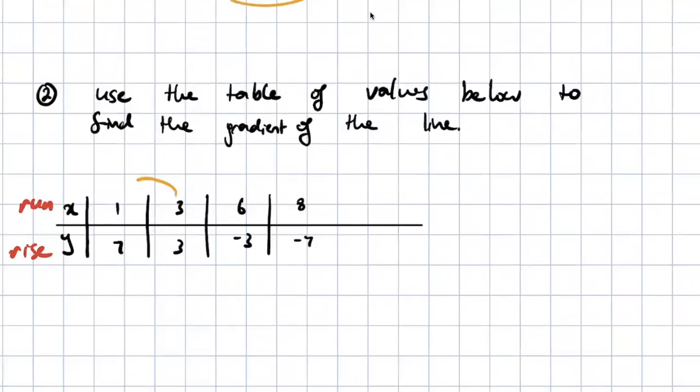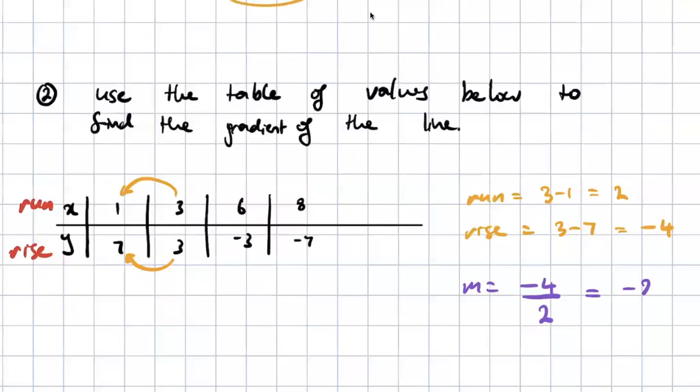Calculating my run, I'm going to do 3 minus 1, so my run is equal to 3 minus 1, which will give me 2. Then for my rise, which is down here for my Y values, the rise is equal to, in the same order, 3 minus 7, which is equal to, being very careful here, negative 4. Putting that all together, our gradient is equal to our rise, negative 4, over our run, 2, which when we simplify down will give us the answer of negative 2.